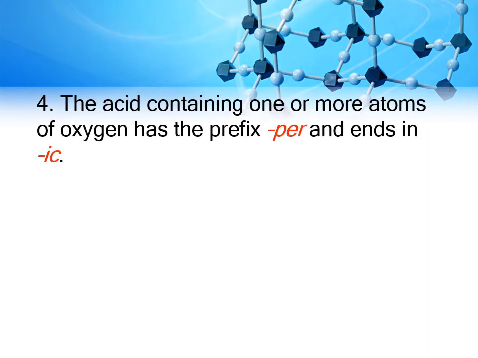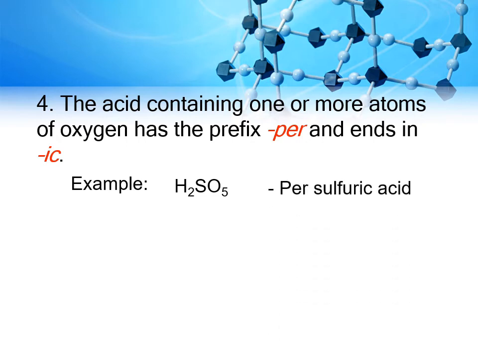The fourth rule in naming ternary compounds, the acid containing one or more atoms of oxygen has the prefix per and ends in IC. For example, we have H2SO5. Here, SO5 has one more atom than the usual SO4. So therefore, we will be using the prefix per followed by the stem of the name of the polyatomic ion that ends in IC plus the word acid is added. Therefore, the name of this compound is persulfuric acid.